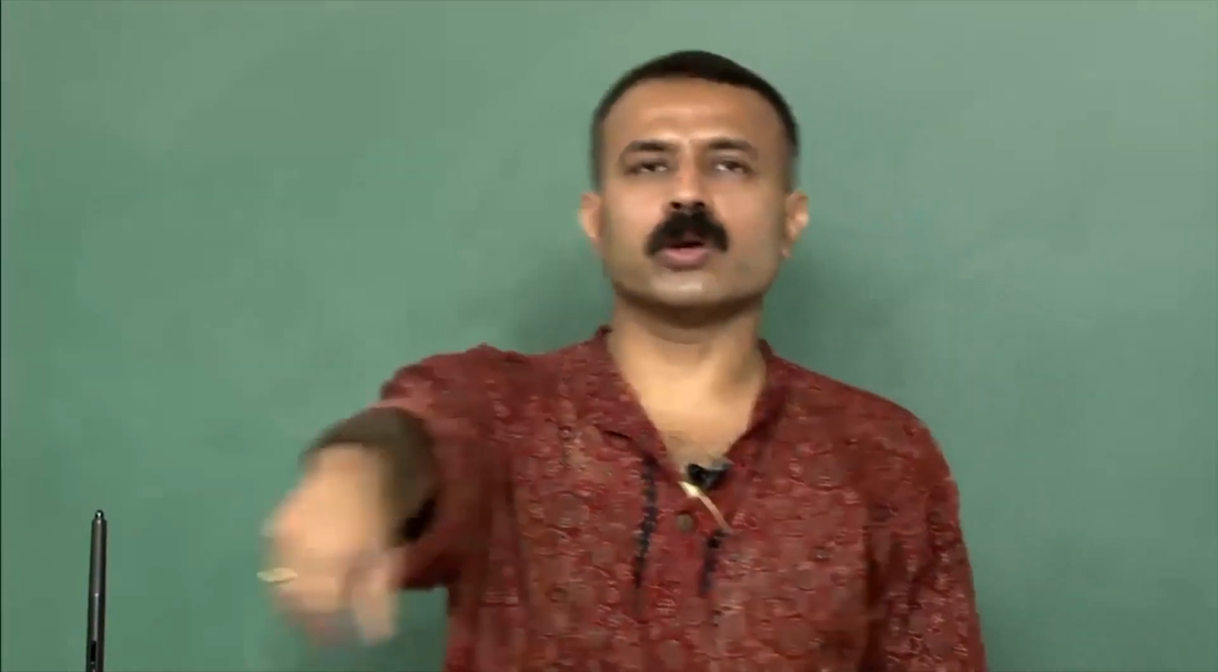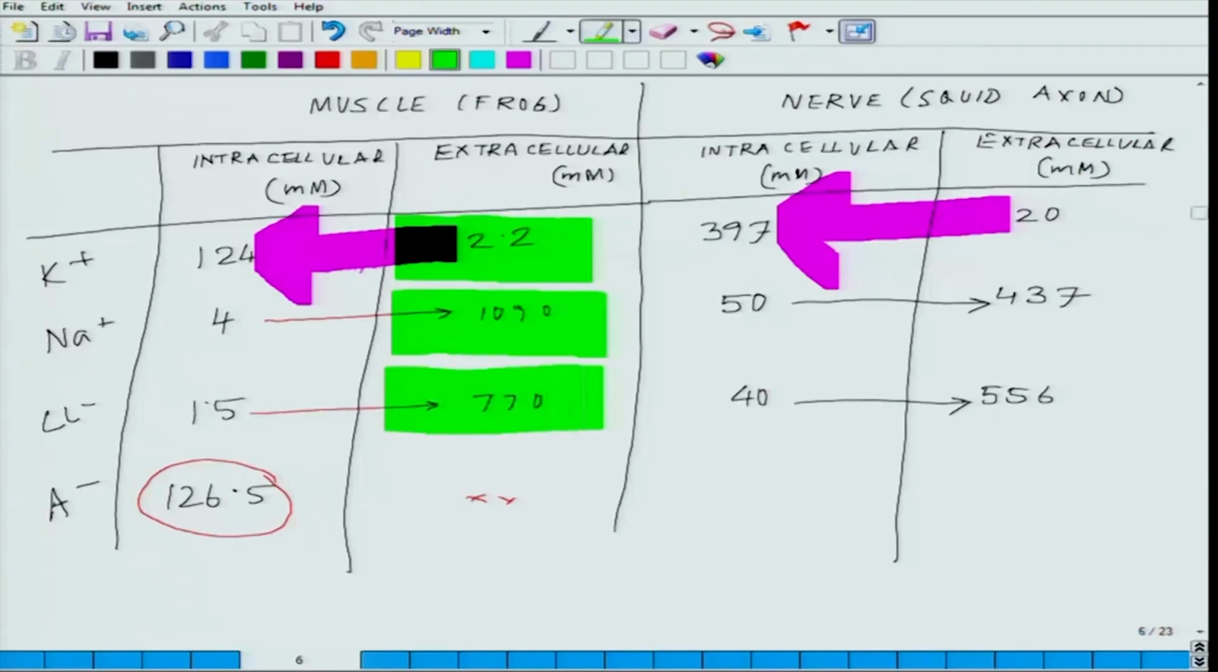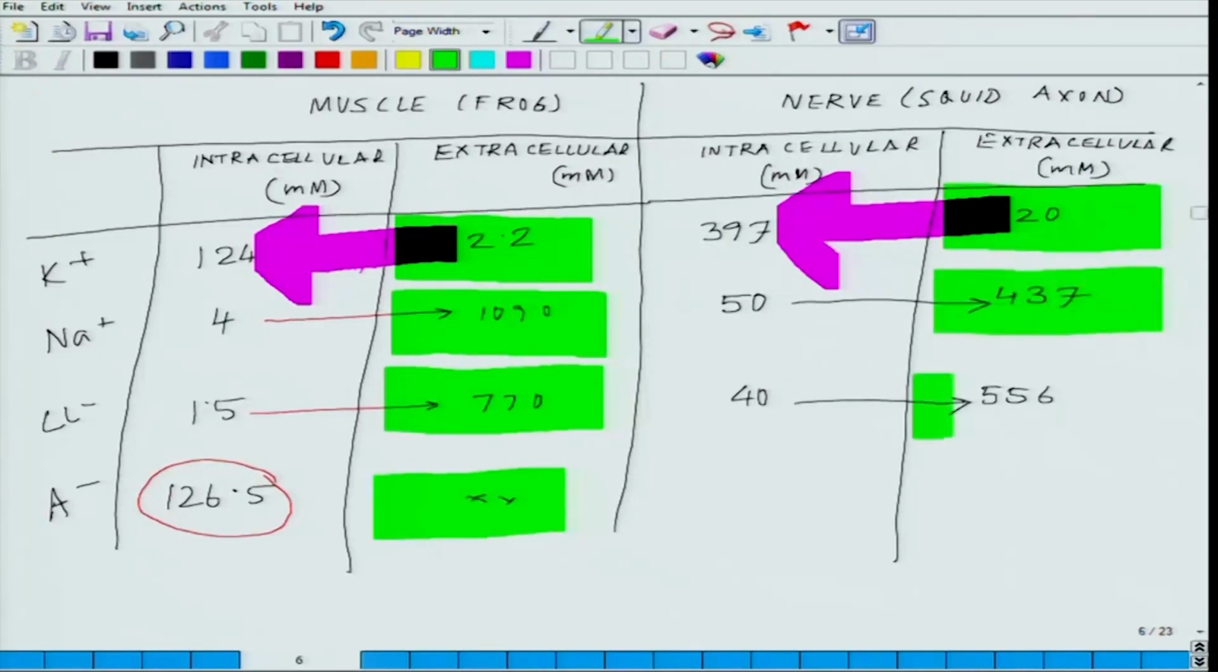and that is one of the clues which says that life evolved from the sea, life evolved from water. So, all these values you see, 2.2, 109 and all this. Let me go back to the slides and highlight that. If you compare these values, which I am putting in green now, all these values are similar to seawater.